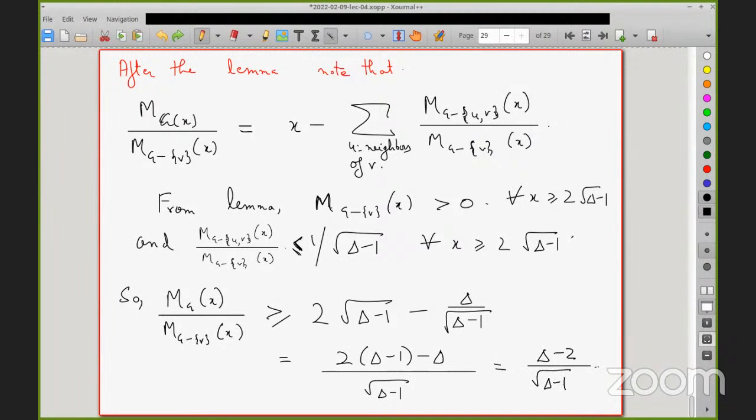So yeah, well, it doesn't work for delta equal 2, but delta equal 2 you can handle by hand. Delta equal 2 just means that you have just paths and circles, and those are easy.